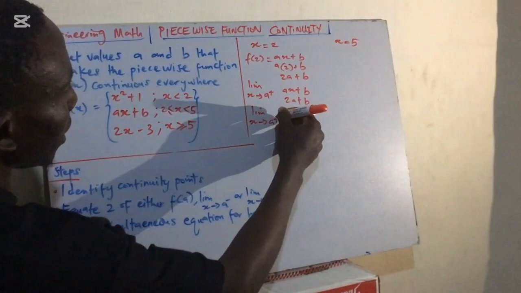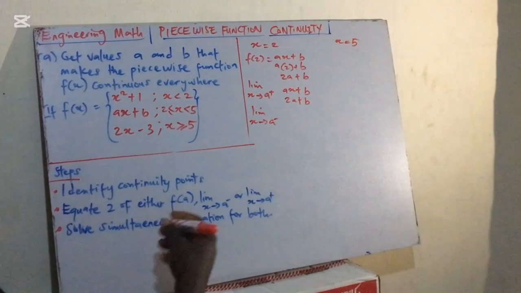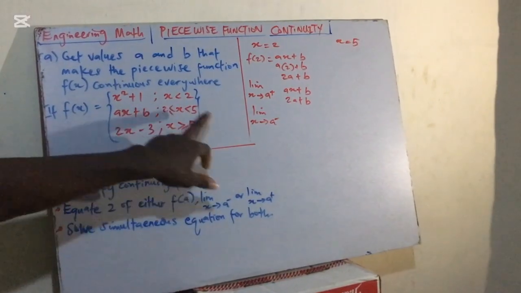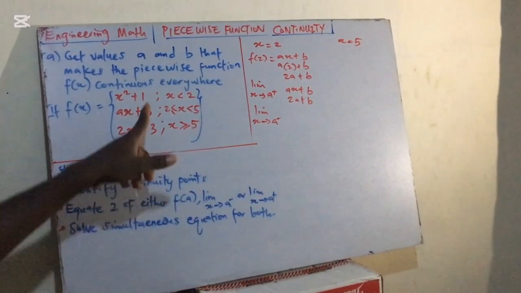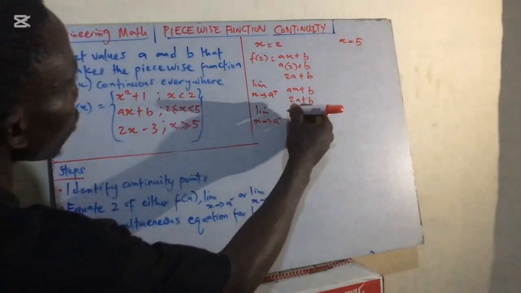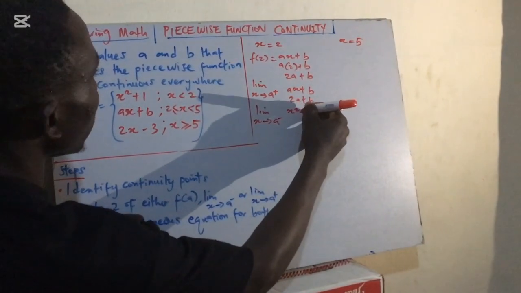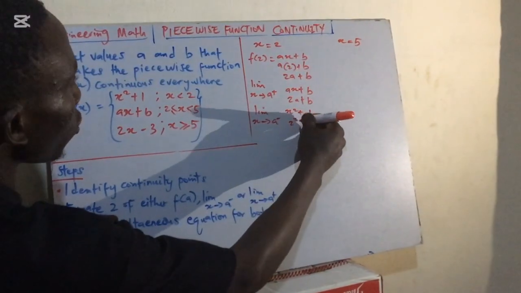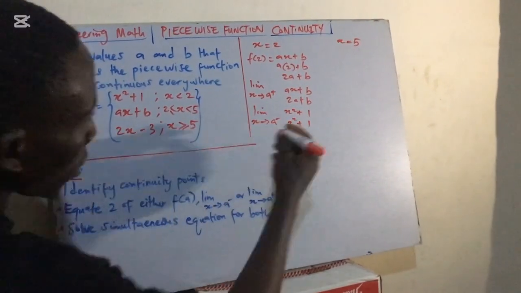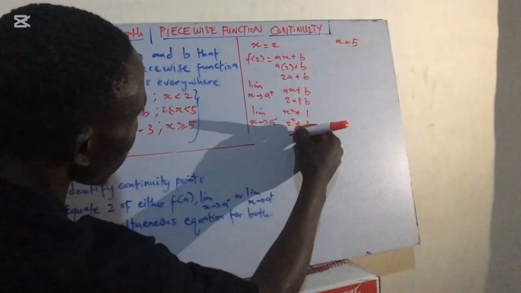Now let's do the last limit, which is for the minus. Now x tends to 2 backward, and this is what is going to satisfy that, because x is less than 2, that means it's moving backward. So we are using this, which is going to be x squared plus 1. So what is x? 2. That will be 2 squared plus 1, which gives us 5.